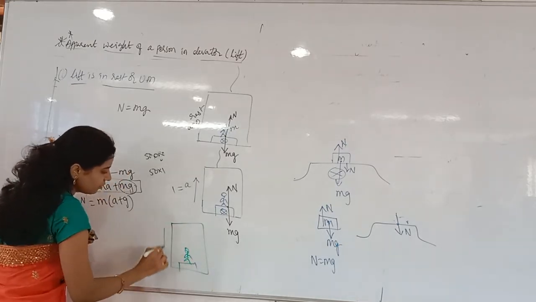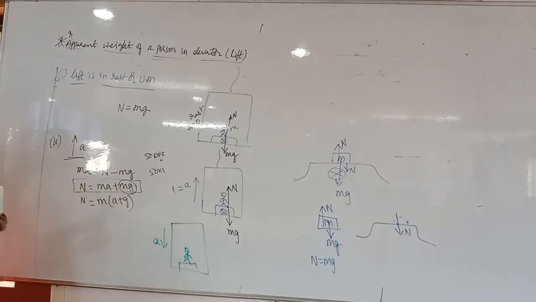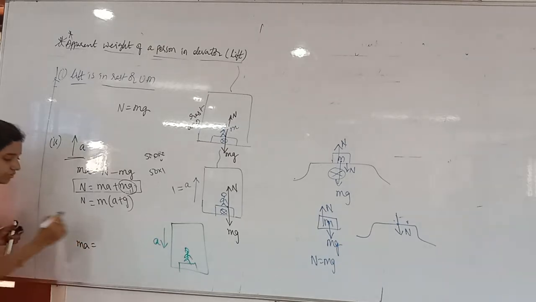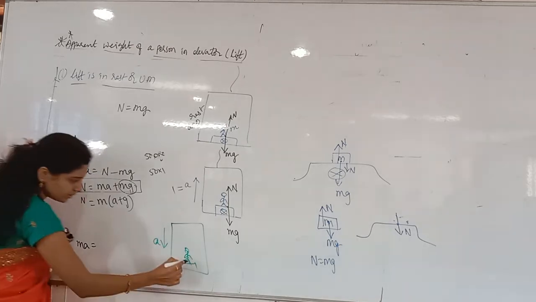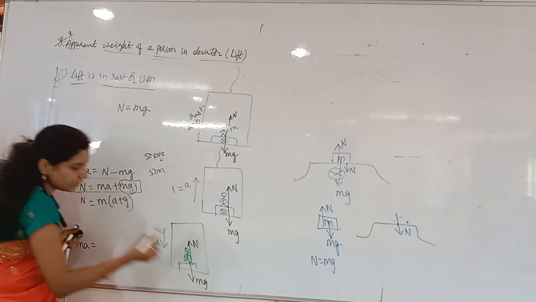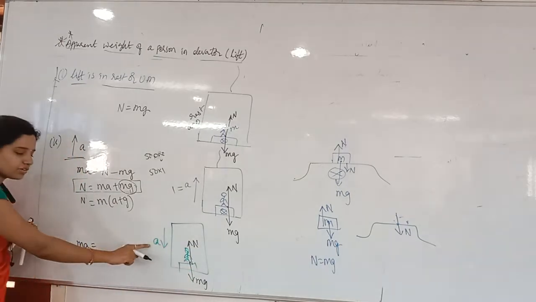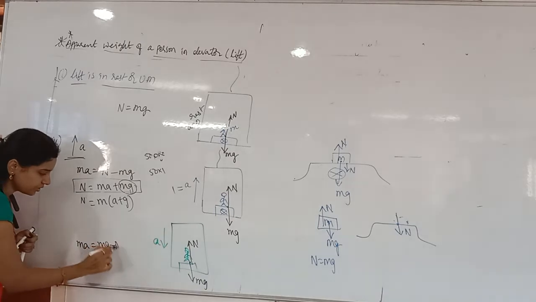The lift is moving in the downward direction with the same acceleration a. Now can you tell me the equation? ma is equal to what? Who will support ma? mg will be supporting, and then who will oppose? N will oppose. So ma equals mg minus N.